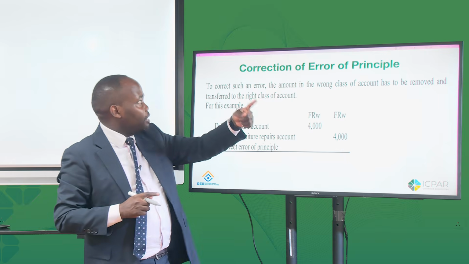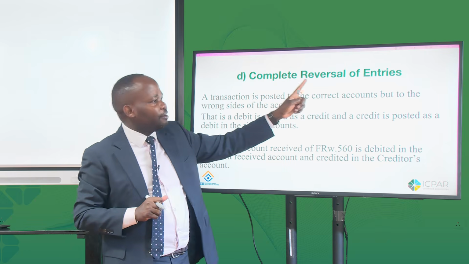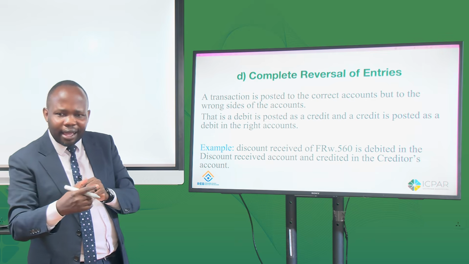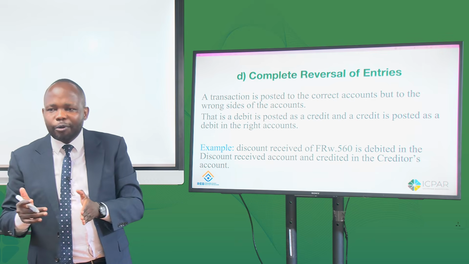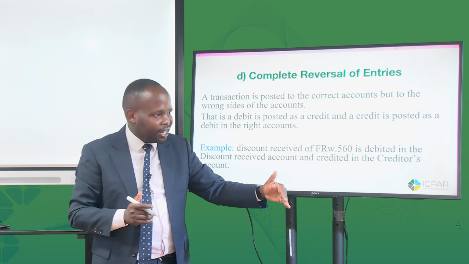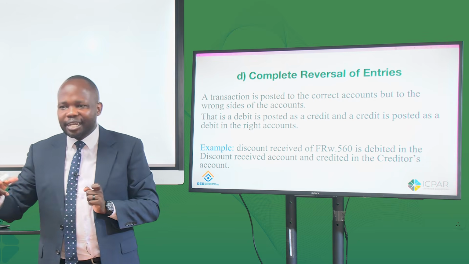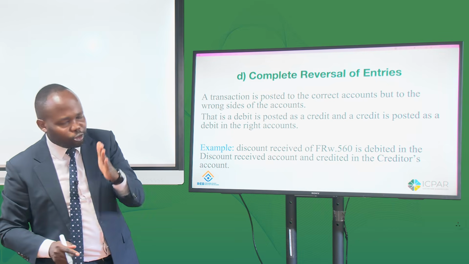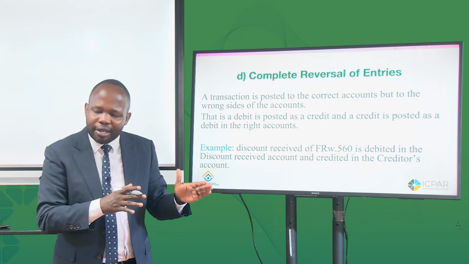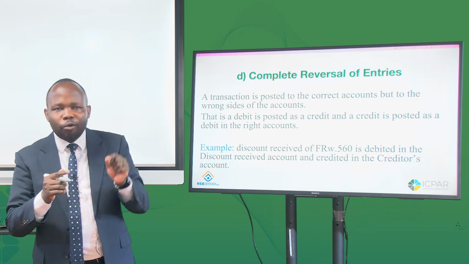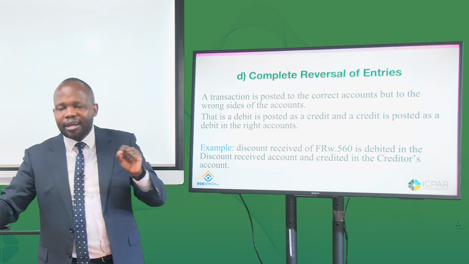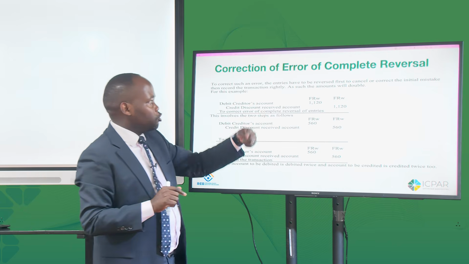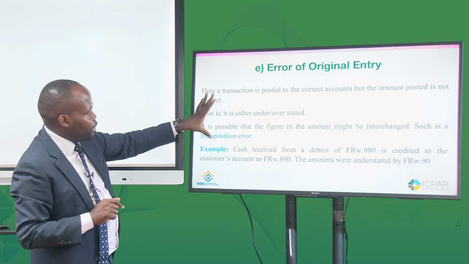The next error is complete reversal of entries. The entries have been reversed. What was supposed to be debited has been credited, and what was supposed to be credited has been debited. So how do you correct it? What was debited will now be credited, and what was credited will now be debited to correct this error.